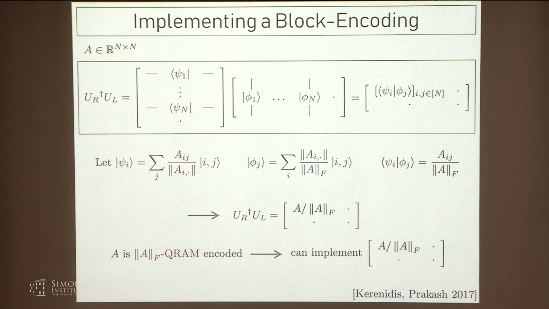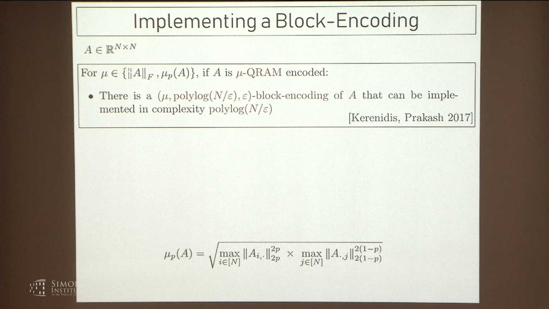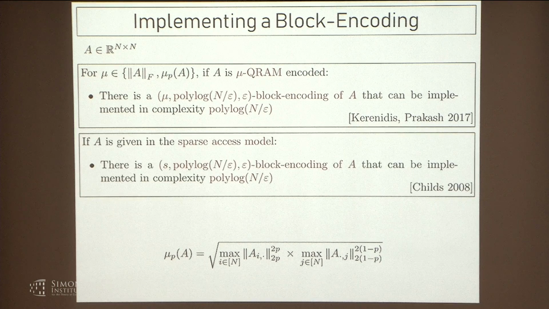And without going into the details, more generally, for any mu that's the Frobenius norm or one of these mu sub p's of A, if A is in the mu QRAM encoding model, there's some block encoding with scaling mu that I can implement with polylog complexity. And we also have that if A is given in the sparse access model, there's a way to implement a block encoding in complexity polylog n over epsilon, where now the scaling is in terms of the sparsity.